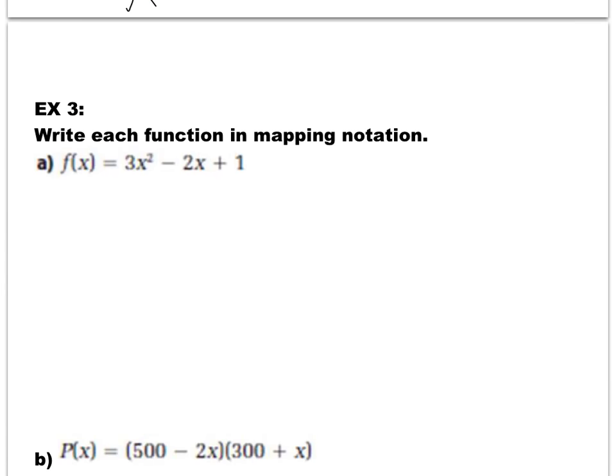The next question says write each function in mapping notation. Very simple. For instance, for f of x equal 3x squared minus 2x plus 1, we are going to write in mapping notation as f: x goes to 3x squared minus 2x plus 1. This is the mapping notation for f of x equal 3x squared minus 2x plus 1.